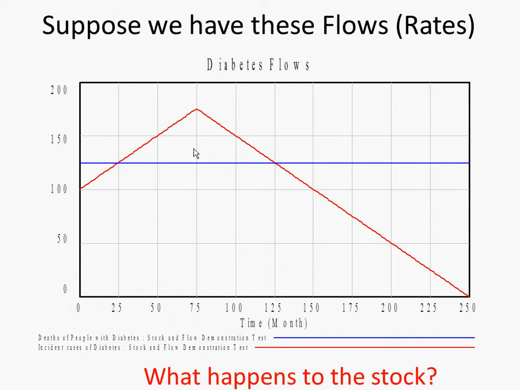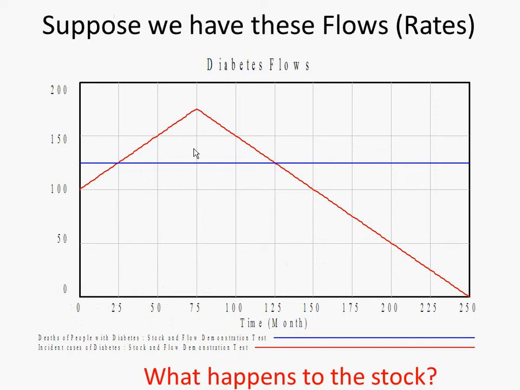Okay, suppose we have these flows. The red is the flow in, and blue is the flow out. What's the stock going to be doing then? When is it going to be neither increasing nor decreasing? Under what points here? Two points across.